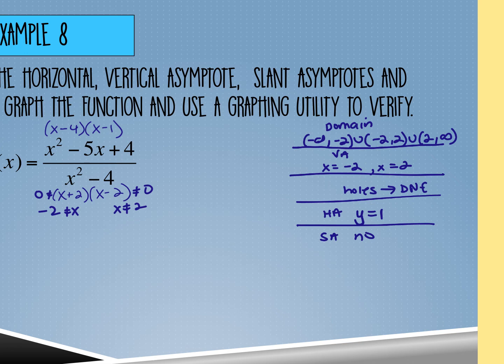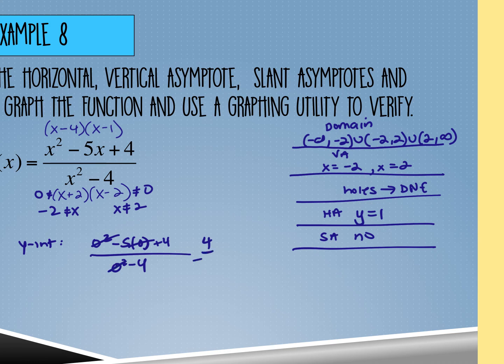Now I do y-intercepts. So I'm going to plug 0 in for x. I would get 0 squared minus 5 times 0 plus 4, over 0 squared minus 4. These are gone. It's 4. This one's gone. Negative 4. That's negative 1.